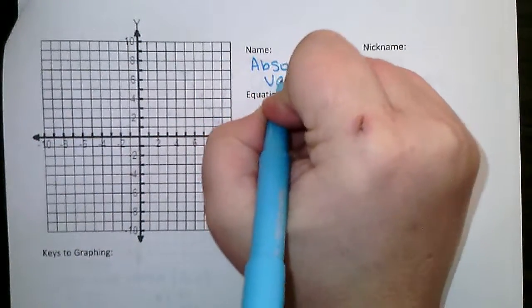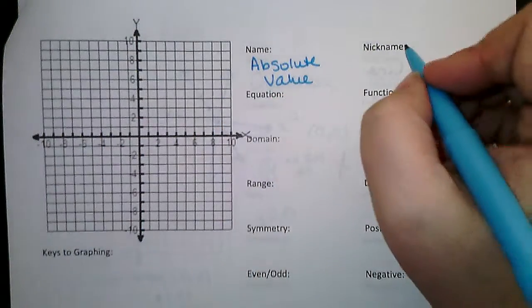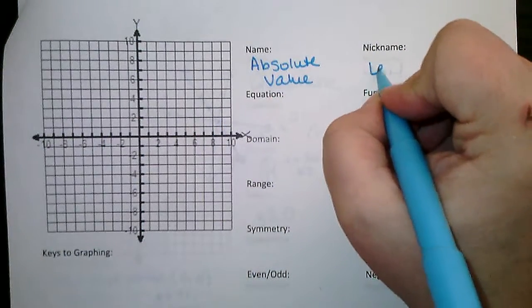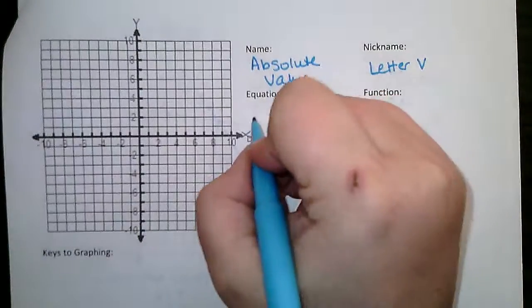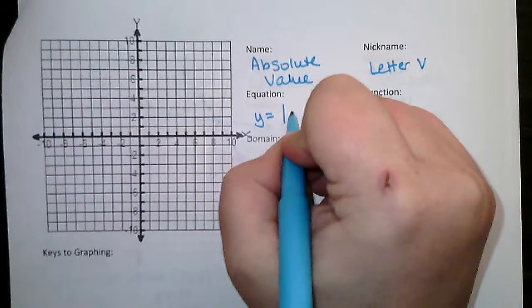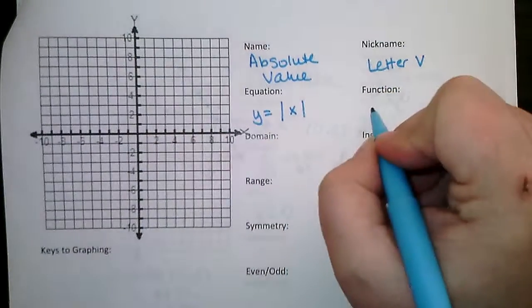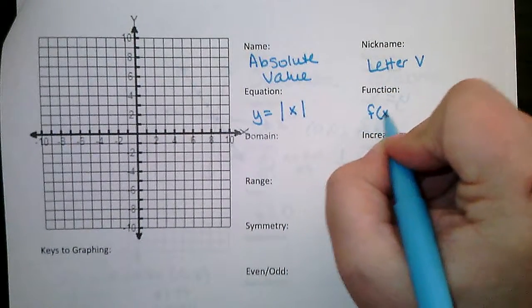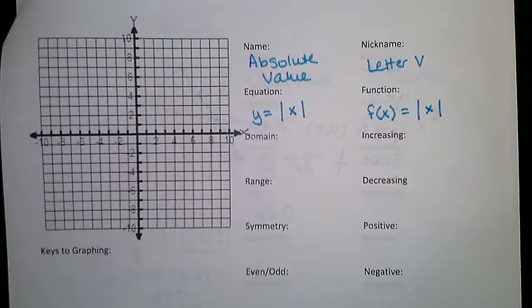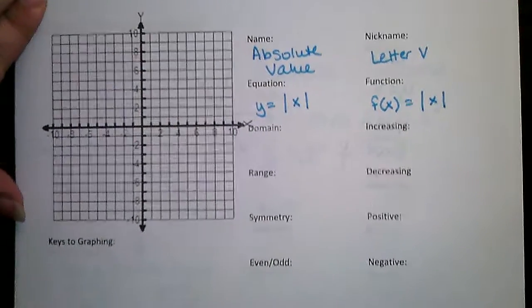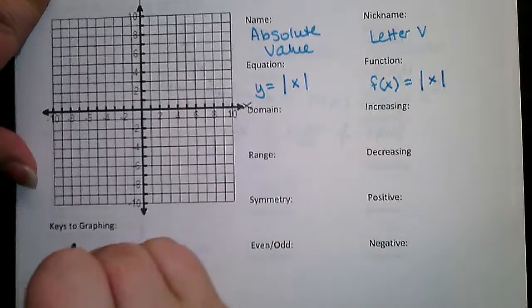Absolute value. Absolute value, hopefully you remember, this one makes the letter V. Its equation is y equals x inside these bars like a jail, and f of x with the x inside the absolute value bars. Now, make sure you know that those are absolute value bars, not the number 1 or the letter L or anything like that. Keys to graphing. This one looks pretty similar to a parabola.